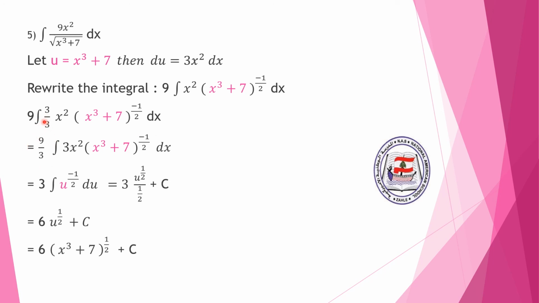Rearranging this integral, we get 3 integral u to the power minus half du. The answer of this integral is 3 u to the power half over half plus c. Reducing the answer, we get 6 u to the power half plus c. And finally, replacing u by the expression, we get 6 into (x cubed plus 7) to the power half plus c.